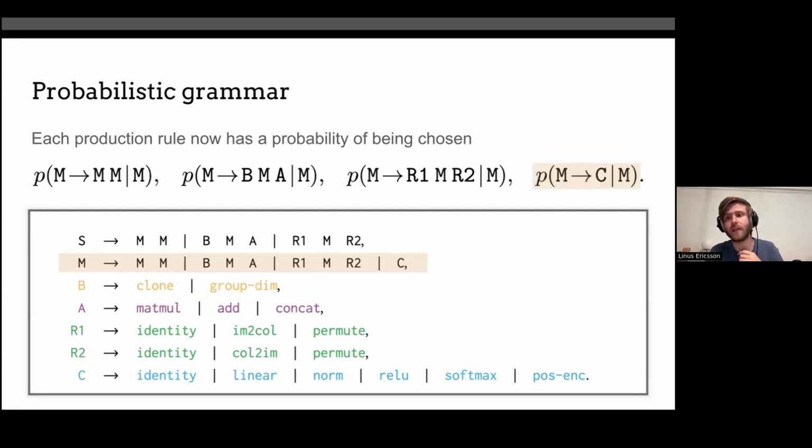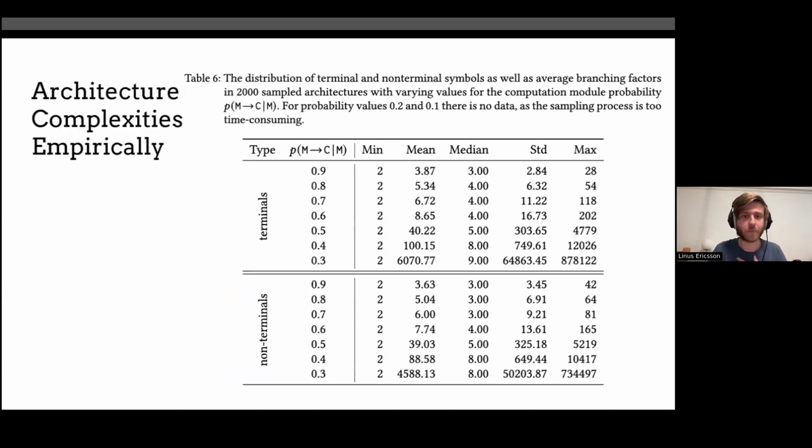So that means that whenever we encounter an M and go to a C, we will not continue generating or recursing. So we can essentially control some of this problem, how much we will recursively generate things, by setting this probability. If we have a high probability of going to C, we will have a higher probability of terminating, basically. So this is empirically looking at this. The second column there looks at this specific probability of going to C, the computation group, ranging from 0.9, so 90%, down to 30%.